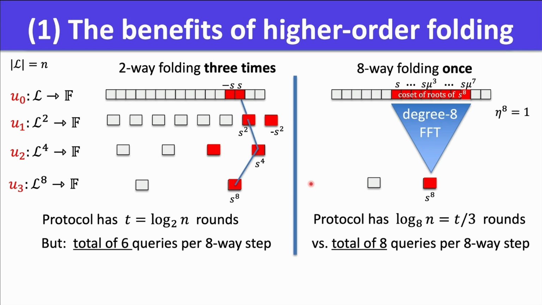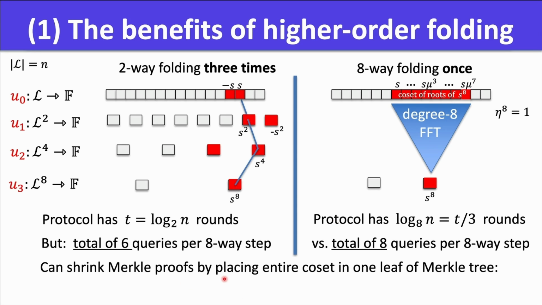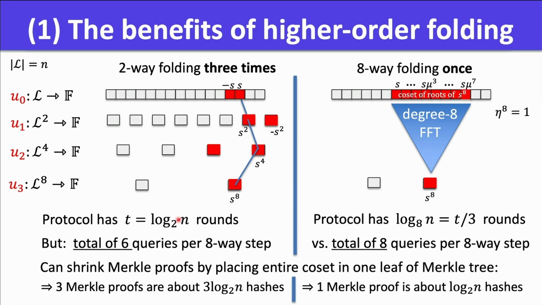But in reality, we didn't, because what we do is we place all of these 8th roots of S to the 8th into a single Merkle leaf. And as a result, with one query, we can open all 8 of them at once. So if we do this leaf compression method, you'll notice that on the two-way folding side, we have to make 3 Merkle proofs, namely for this pair and then for this pair. So it's 3 Merkle proofs overall. Whereas on this side, the prover only has to produce 1 Merkle proof, namely for the entire coset of 8 values. So this is much better.